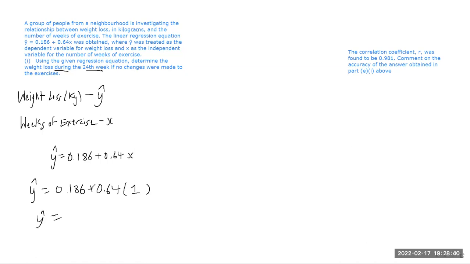Why you put one there? 24 was good. Sure, but it said during. So the linear regression Y, where Y was treated as weight loss and X is the number of weeks. So during the 24th week. Yeah, but wouldn't that just be 1 week since it's during that week? Yeah, during that week. So you put 24. 24 was correct.